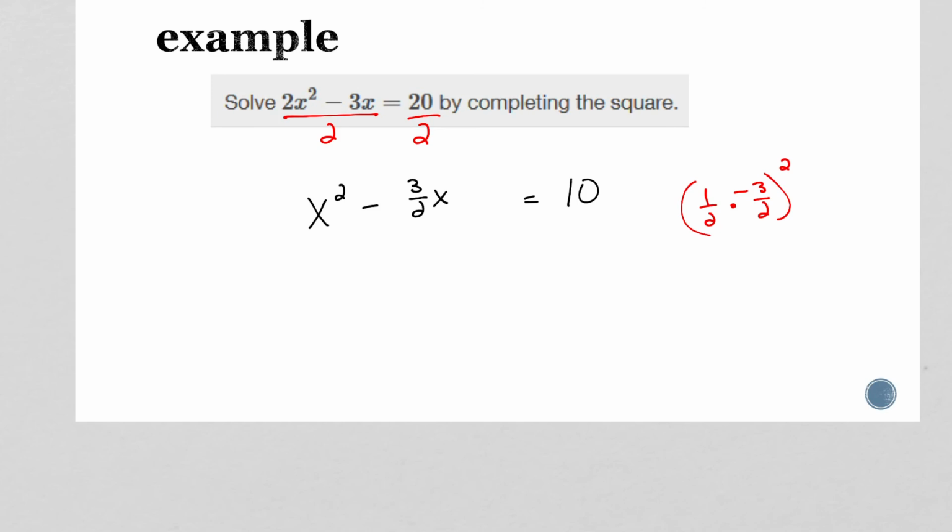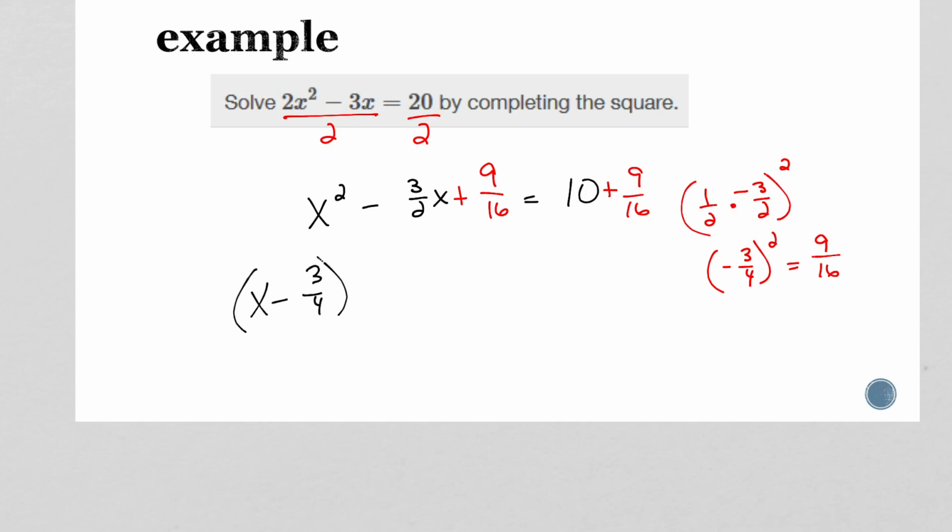And once I get that answer, I'm going to square it. So I would have, let's see here, negative 3/4 squared, which gives me 9/16. So I'm going to add 9/16 there and 9/16 there. So my left side factors to be x minus 3/4 squared.